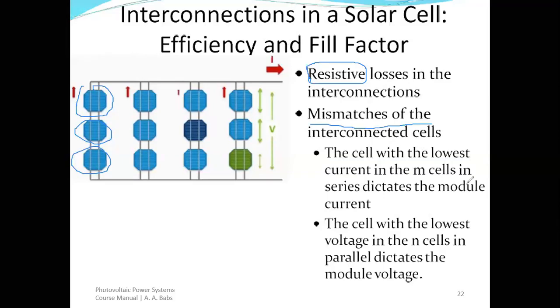So you have a cell that is not properly matched with another cell. We have what we refer to as mismatches. It could be due to two cells having different capacities, or it could be due to two cells where one cell is bad and the other one is good. So the cell with the lowest current in the M cells in the series dictates the module current.